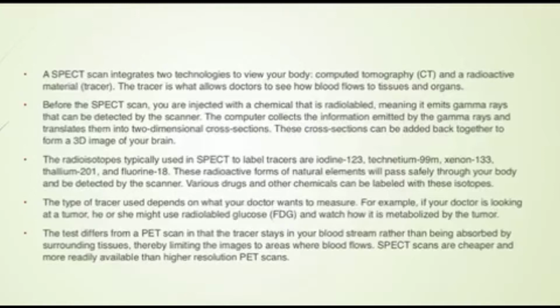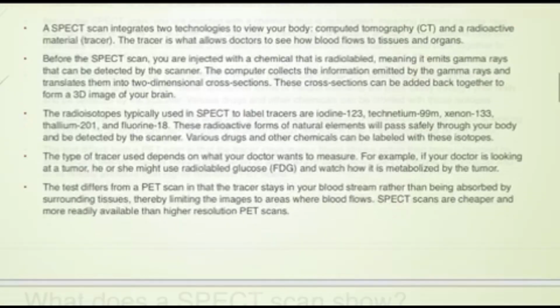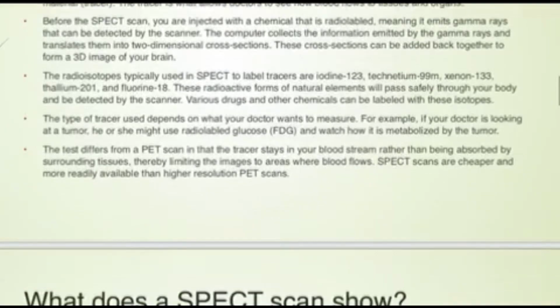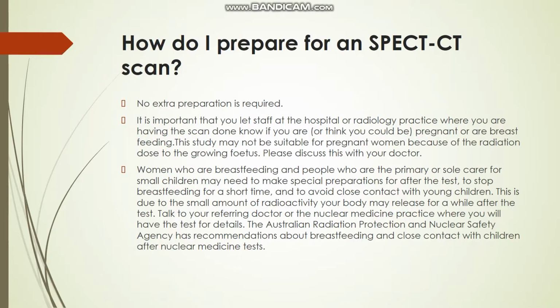The test differs from a PET scan in that the tracer stays in your bloodstream rather than being absorbed by surrounding tissues, limiting the image to areas where blood flows. SPECT scans are cheaper and more readily available than higher resolution PET scans. How do I prepare for a SPECT CT scan?